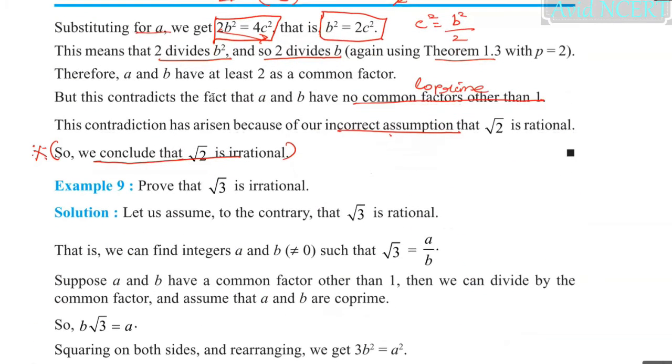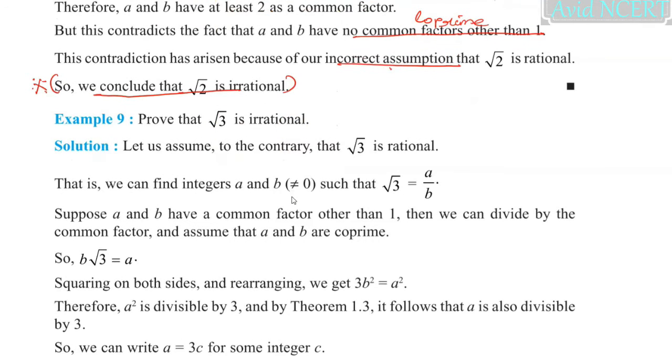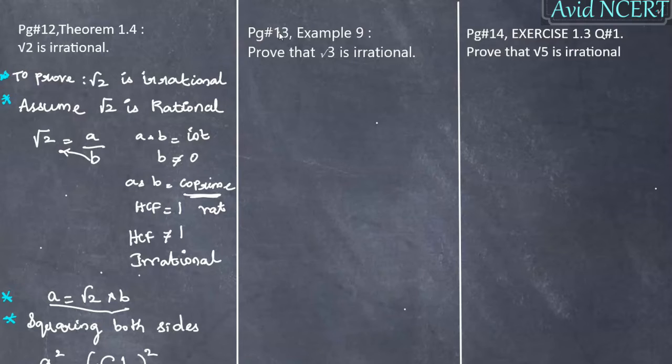Now let's discuss example 9, root 3 is irrational. The steps will be the same as the previous problem. So the first step is to try to write point by point so that it will be neat in your exam paper. It will be clear and it helps to get marks. So the first step is to prove what we are going to prove: root 3 is irrational.